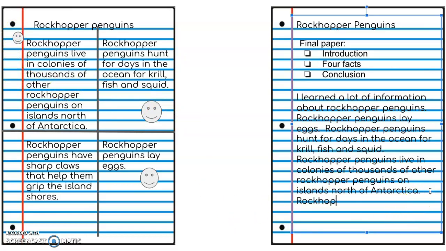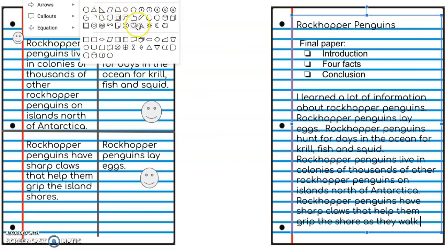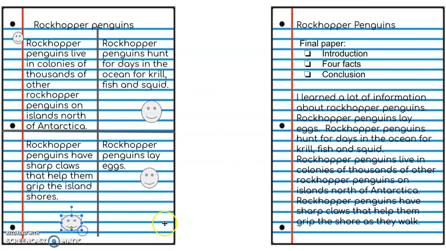Okay, and I'm on my last fact. So rockhopper penguins have sharp claws that help them grip the shore as they walk. Okay, so, all right. So, I wrote my introduction sentence. I learned a lot about rockhopper penguins. Then I wrote my 4 fact sentences. Now I need to write my conclusion.